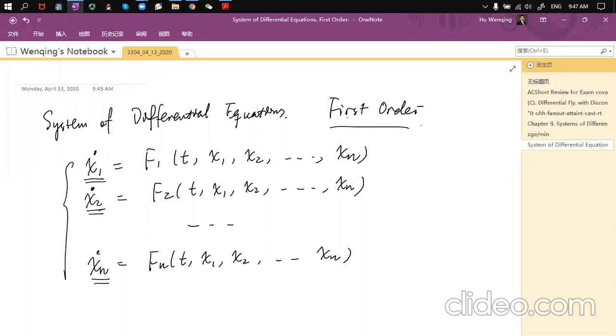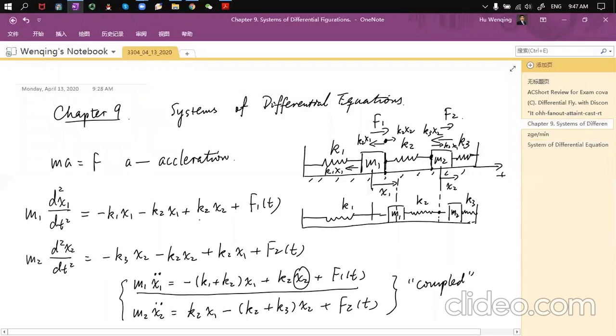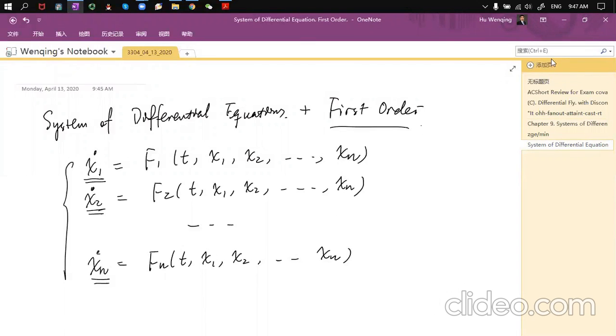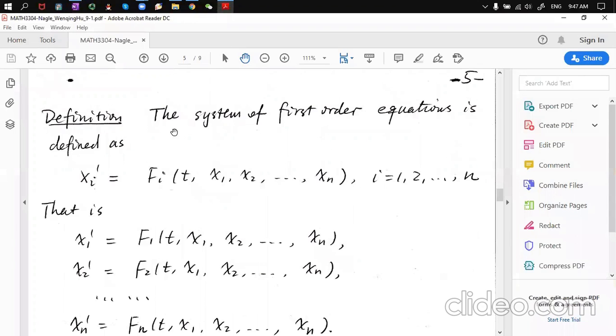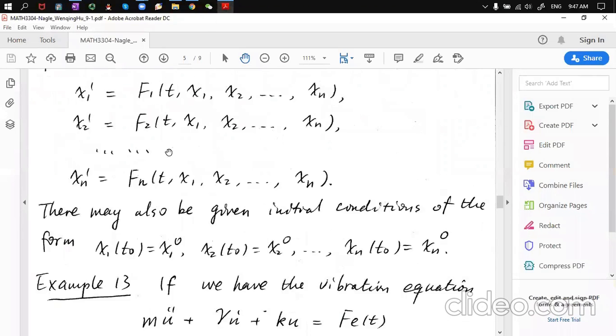That's why we say this is a system of first order differential equations. Sometimes, for example, we've been talking about systems of higher order equations. Here, this is not a system of first order equations. This is a system of second order equations. But in our notes, we're going to define only the system of first order equations.